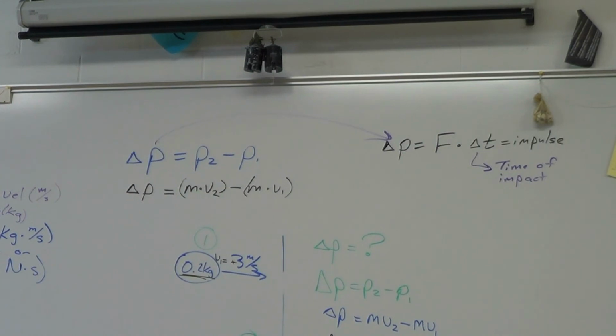Change in momentum is final minus initial. You got to keep track of directions of your velocity, because the directions in your velocity affect the direction of your momentums, which then affect the change in momentums.